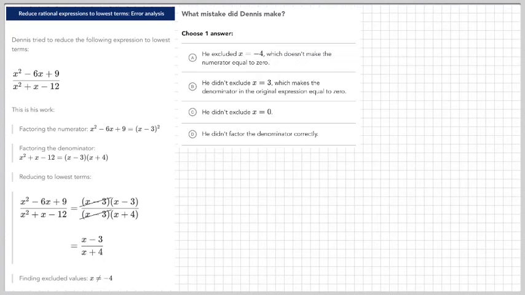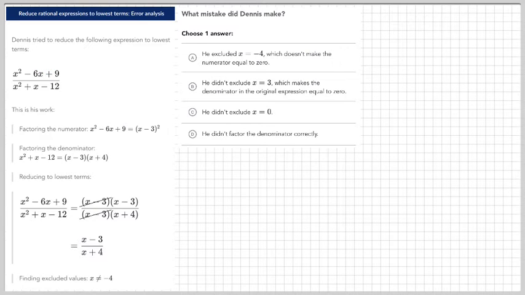So do the problem yourself, then error analyze. Is that a word? Error analyze. Dennis tried to reduce the following expressions to lowest terms. So we're going to simplify this, okay?